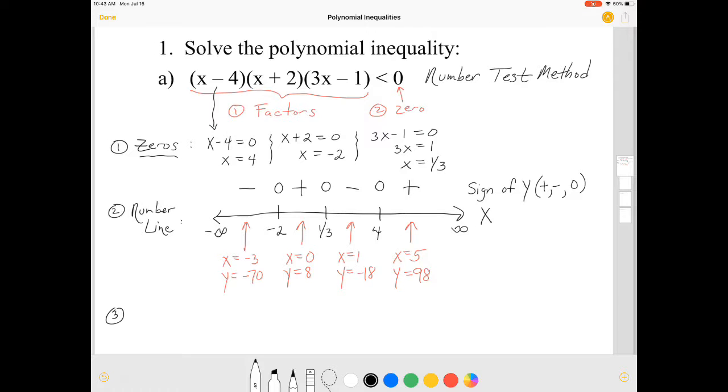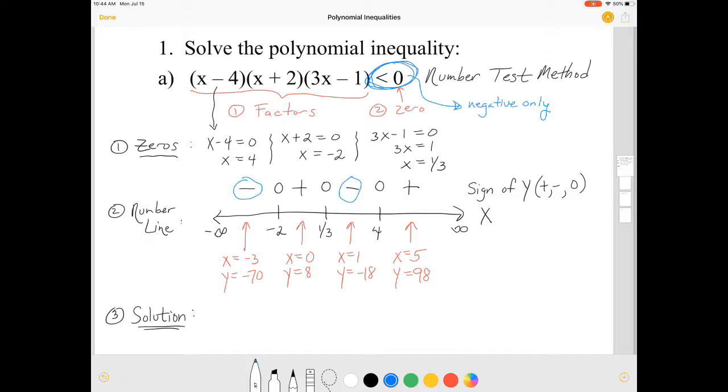Finally, what we want to do is figure out what is the solution based on that number line. So the solution is, well, go back to the top. Go back to where we have our factors and the 0, and focus on this symbol here. What does it mean to be less than 0? Less than 0 means negative only. So, going back to my number line, where is it negative only? It's negative only here and here.